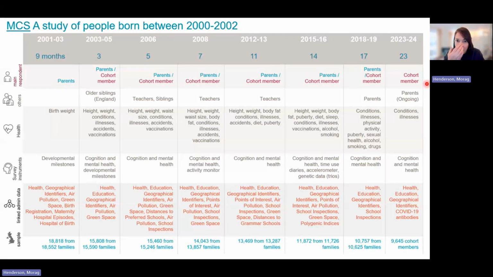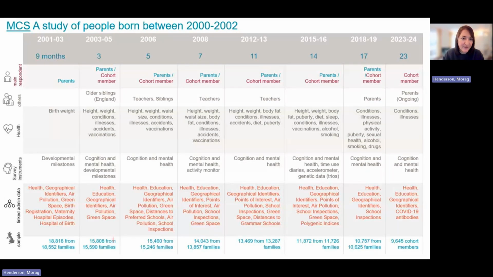Similar sorts of things. Hopefully you're getting used to the kind of dimensions, but there's a strong health focus. There's lots of instruments about cognition, mental health included in this data. There's also accelerometry data, so there's an activity monitor at age 7 and again at age 14. There's some time use diaries. I think there are questions on diet, and there's also this genetic data that is included, but actually that's for all of the studies, so I'll mention that in the next slide.